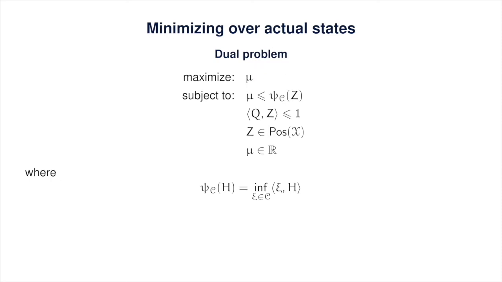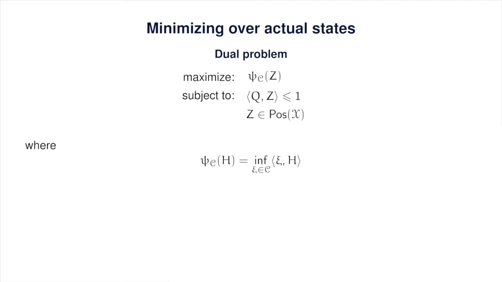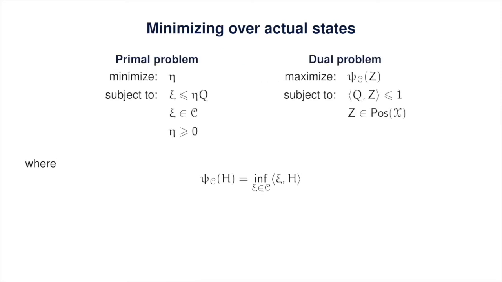We can simplify this even further by observing that the maximum value that mu can take, subject to the constraint that mu is at most psi sub c of z, is simply psi sub c of z. And at this point we have something that looks quite nice, really. It's very simple and intuitive. Let's bring the primal problem back into the picture so that we can see the two problems side by side, as we always like to do with the primal and dual formulations of optimization problems. Notice that in the case that the set C contains a single density operator, rho let us say, we obtain exactly the semi-definite program for the max relative entropy of rho with respect to Q, as we would expect.